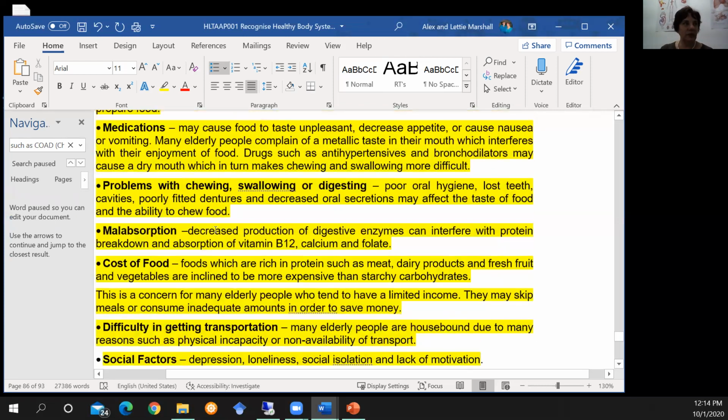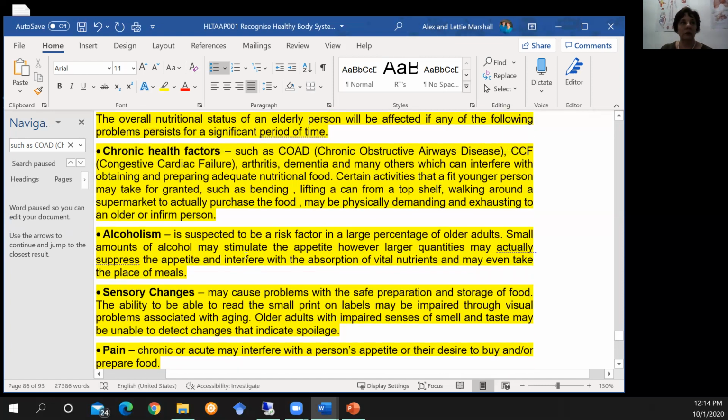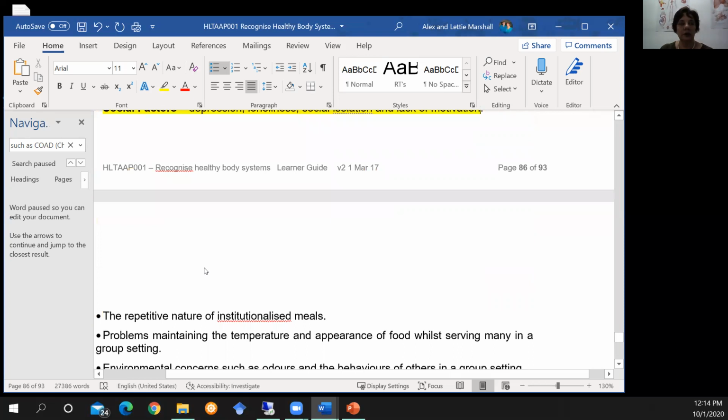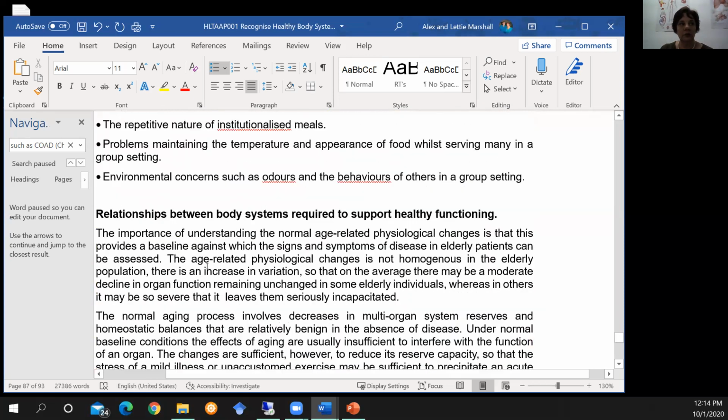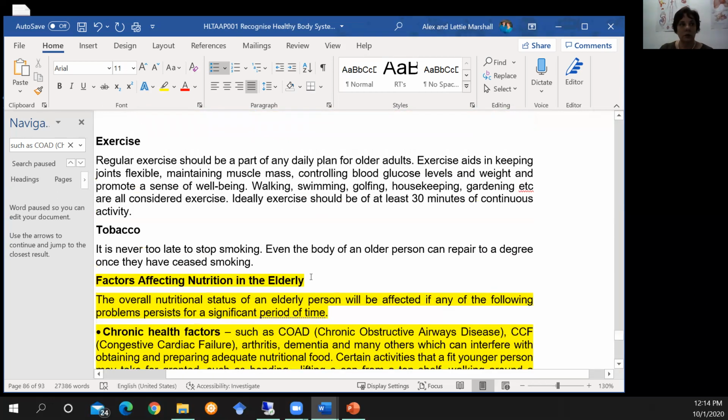So malnutrition, problems with swallowing, and they have issues with their swallowing that they can't eat certain foods. And then, of course, chronic illnesses like dementia and all of that. That's all on page 86. It carries on. There are a few more on the bottom there. Cost of food. So that was question 18.